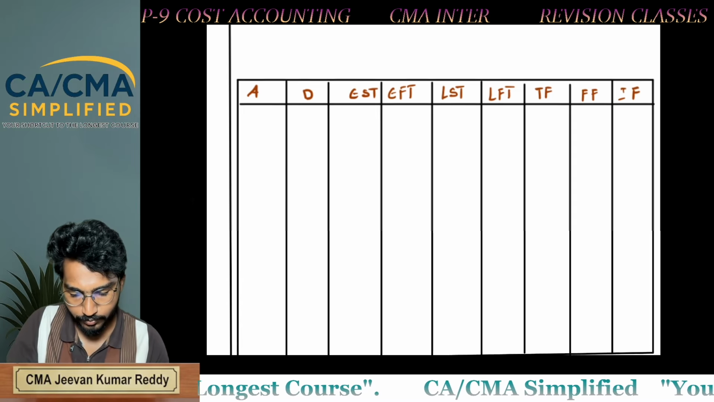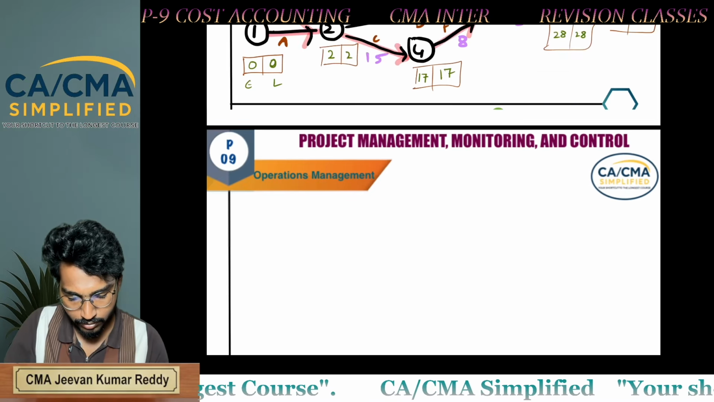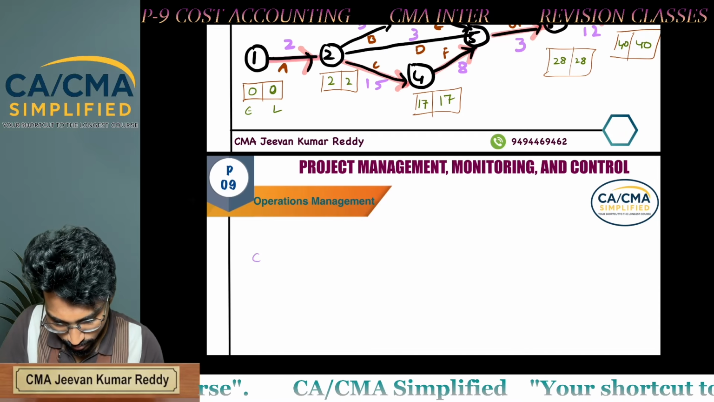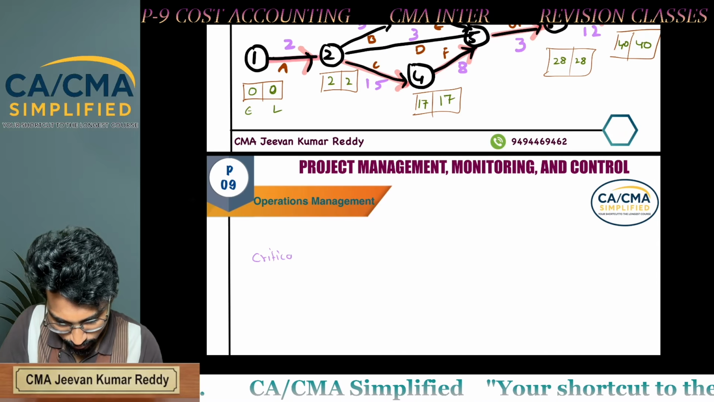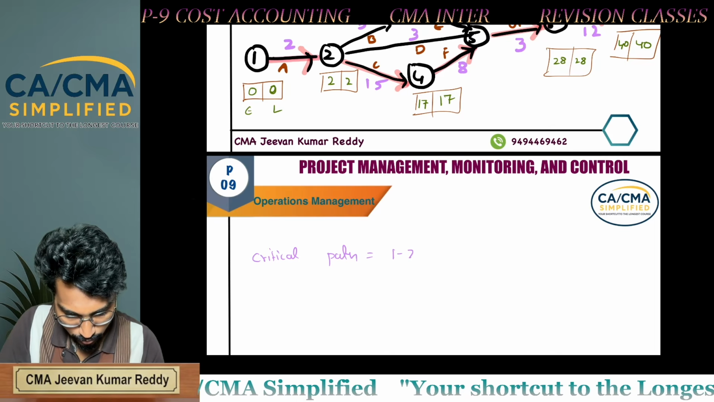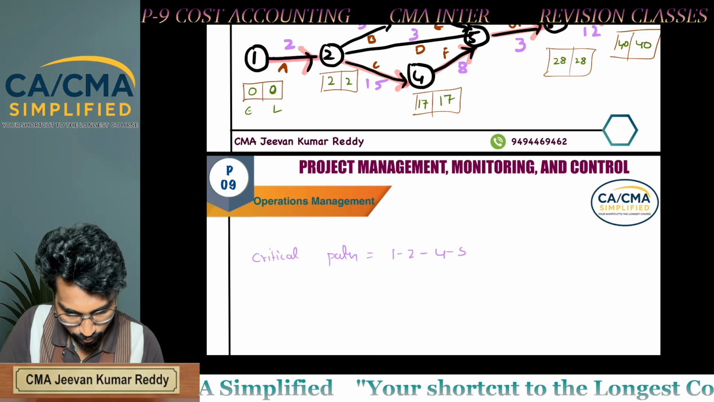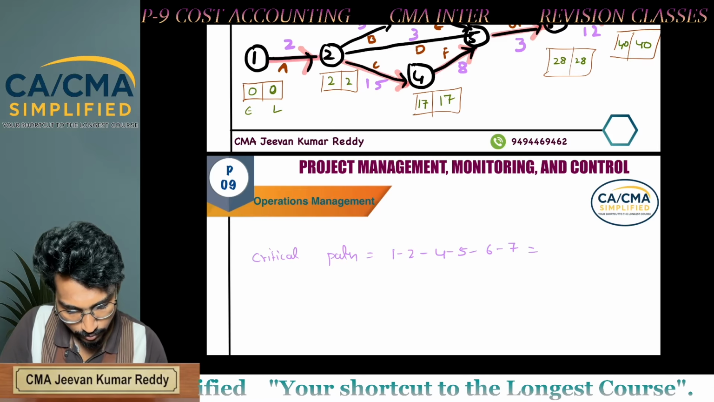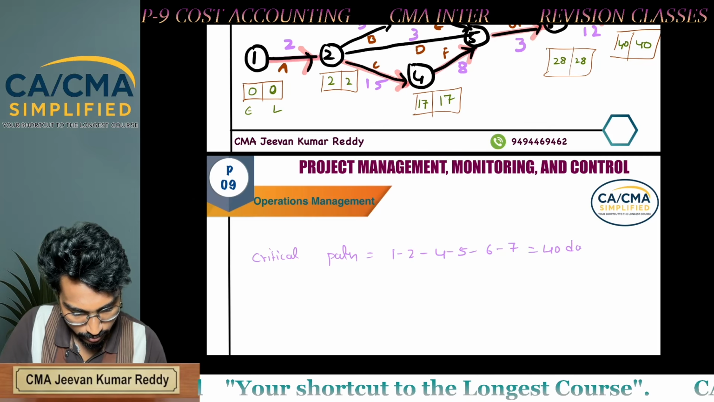Now, what is our critical path? The critical path is 1 to 2, 2 to 4, 4 to 5, 5 to 6, 6 to 7. How many days? 40 days.